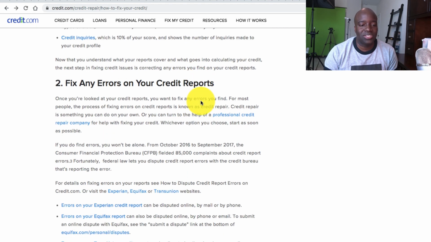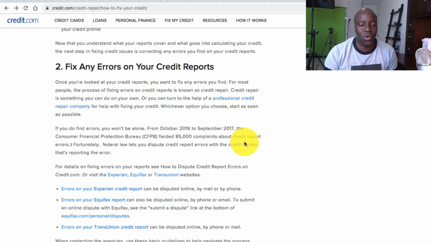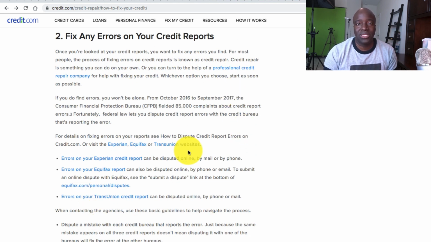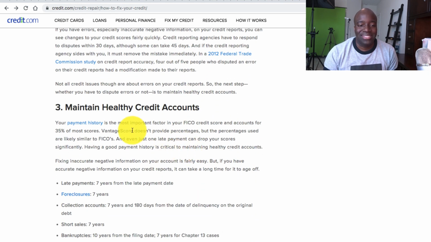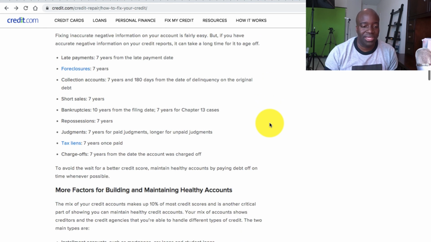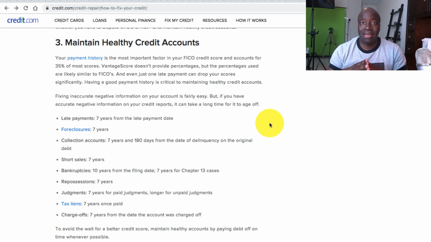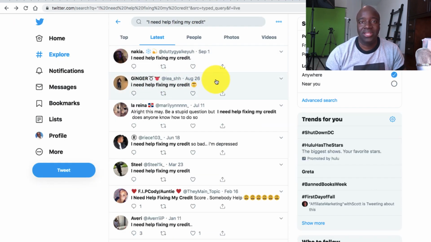You can see here it's talking about fixing errors on your credit report. This is more opportunity to put in products and services that you can get paid on, maintain healthy credit accounts. Again, you're talking about credit monitoring. This is something that, again, you can plug your affiliate links to. So essentially what I'm trying to get you guys to see is that what you want to actually do to make this whole thing work is you first want to go over to Twitter and find the individuals that are needing help with a problem or a solution.